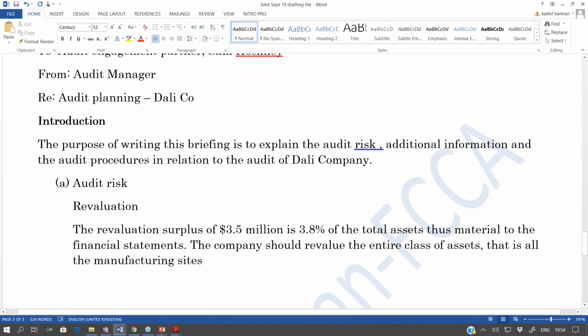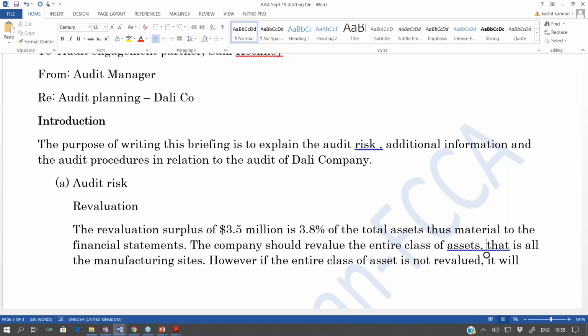The company should revalue the entire class of assets, that is all the manufacturing sites, and should ensure that the company should revalue the entire class of asset, that is all the manufacturing sites. However, if the entire class of asset is not revalued, what is the impact? If the entire class of asset is not revalued, it will understate the revaluation surplus. It will understate the revaluation surplus.